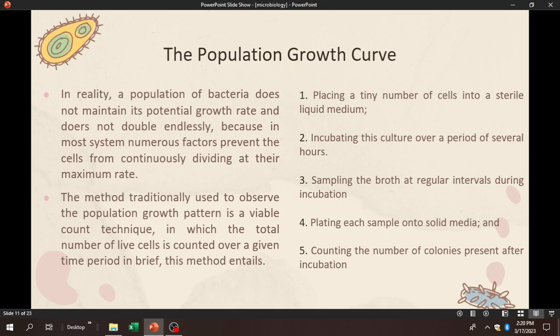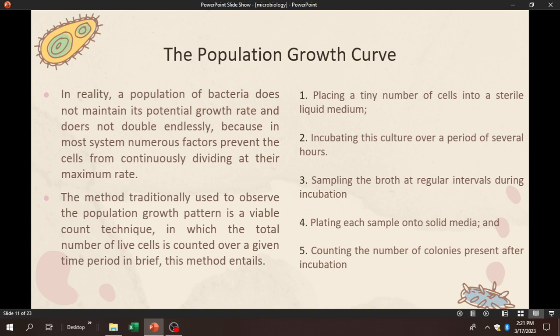The population growth curve. In reality, a population of bacteria does not maintain its potential growth rate and does not double endlessly, because in most systems, numerous factors prevent the cells from continuously dividing at their maximum rate. Quantitative laboratory studies indicate that a population typically displays a predictable pattern, or growth curve, over time. The method traditionally used to observe the population growth pattern is a viable count technique in which the total number of live cells is counted over a given time period.